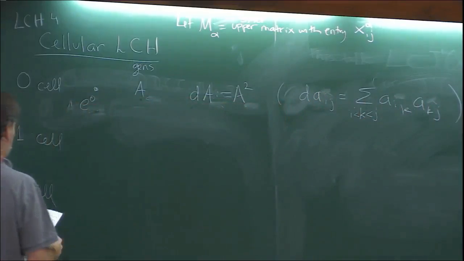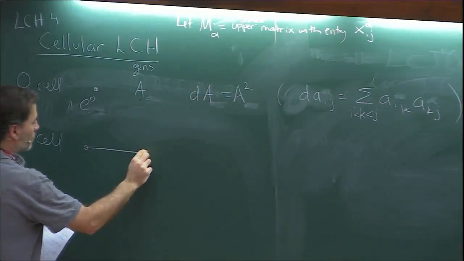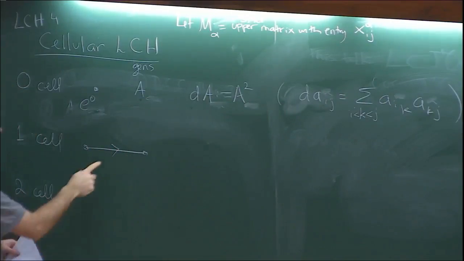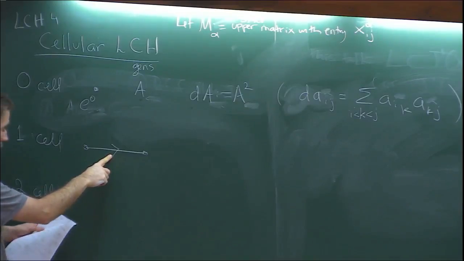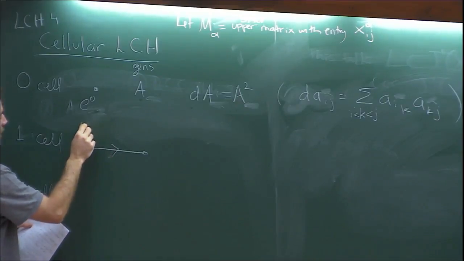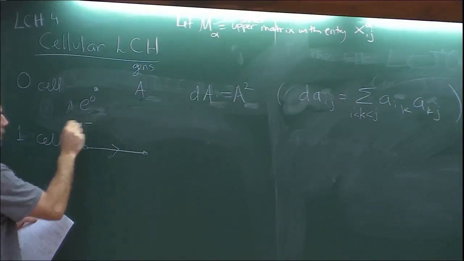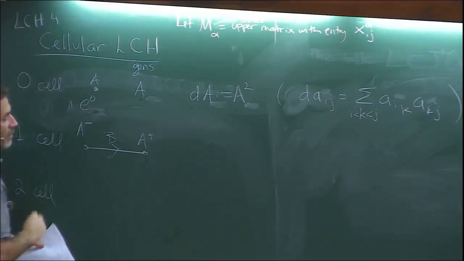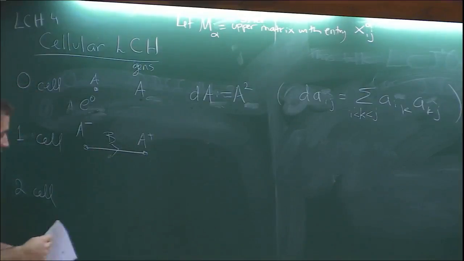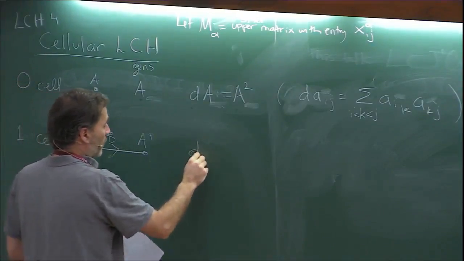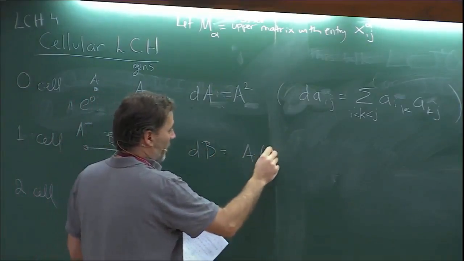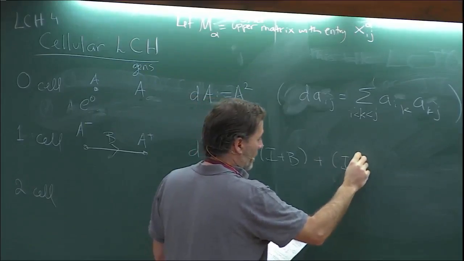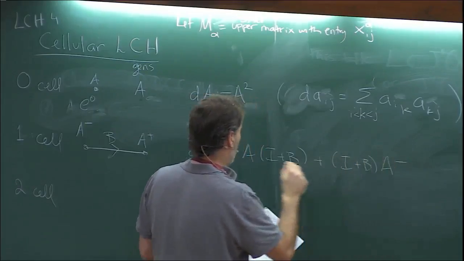Okay, now supposing I have a 1 cell. And maybe I should have mentioned this, but the 1 cells need to be oriented. So I'm going to draw a 1 cell like this. And supposing I have a matrix of generators A minus, B, and A plus, because there's a positive and negative 0 cell associated to this, then the differential of B is going to be A minus times (1 plus B) plus (1 plus B) times A plus.